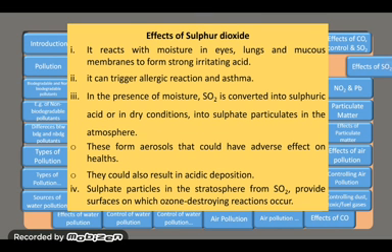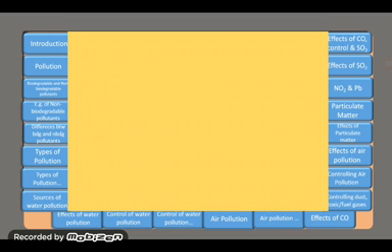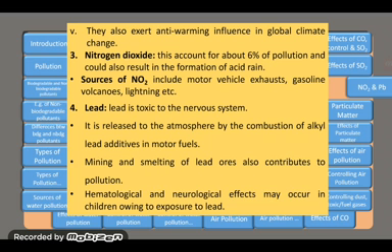Then 4, sulfate particles in the stratosphere, that is, in the atmosphere from SO2, provide surfaces on which ozone-destroying reactions occur. So SO2 could lead to ozone layer depletion. Then they also exert an anti-warming influence in global climate change. So all these and many more are the effects of SO2.